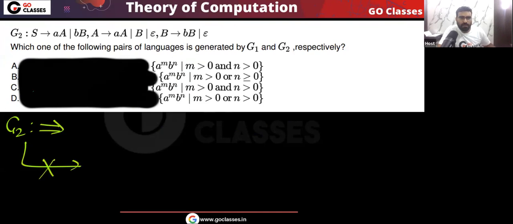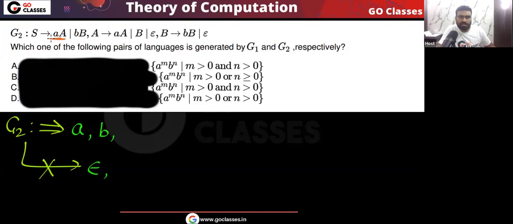S can go to AA, this A can go to B, and B can go to epsilon. So from this G2, I can generate string a. Yes or no? S can go to A, this A can go to B, and this B can go to epsilon. So a I can generate. Agree? What else can I generate? S can go to BB and B can go to epsilon. So b also I can generate. Can I generate the empty string? I can never generate the empty string. Yes or no? The empty string cannot be generated. What about the other strings?